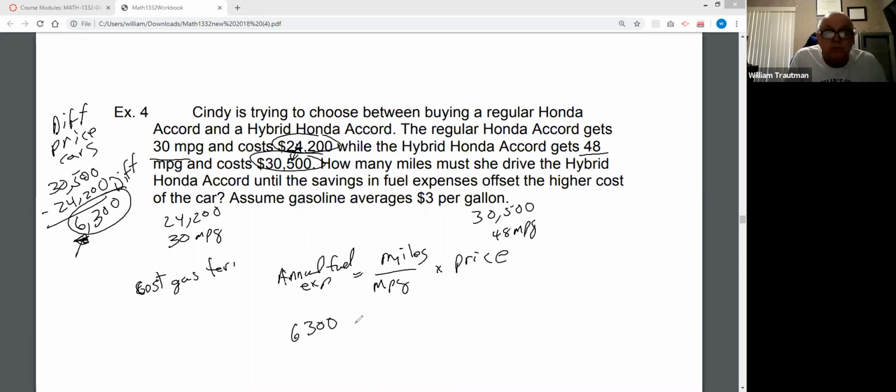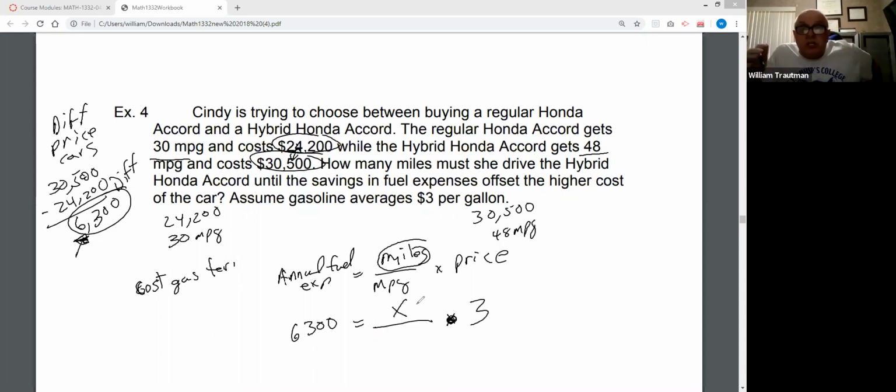$6,300. So that's the difference. We want to find out how many miles it takes. According to the savings in fuel expense, how many miles must be driven? So the top, the miles, is the X value. And then the price of gas is $3. So the bottom is the MPG.